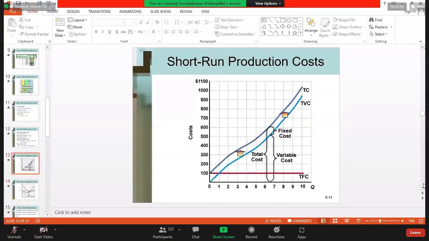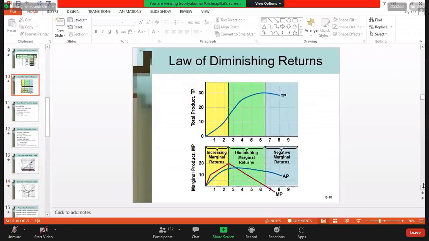So production is also like that. When the marginal product is above the average product, then average product increases. When the marginal product is below the average product, it decreases. So you can see the relationship between average product, marginal product, average variable cost, marginal cost, and average total cost. This is simply mathematics.